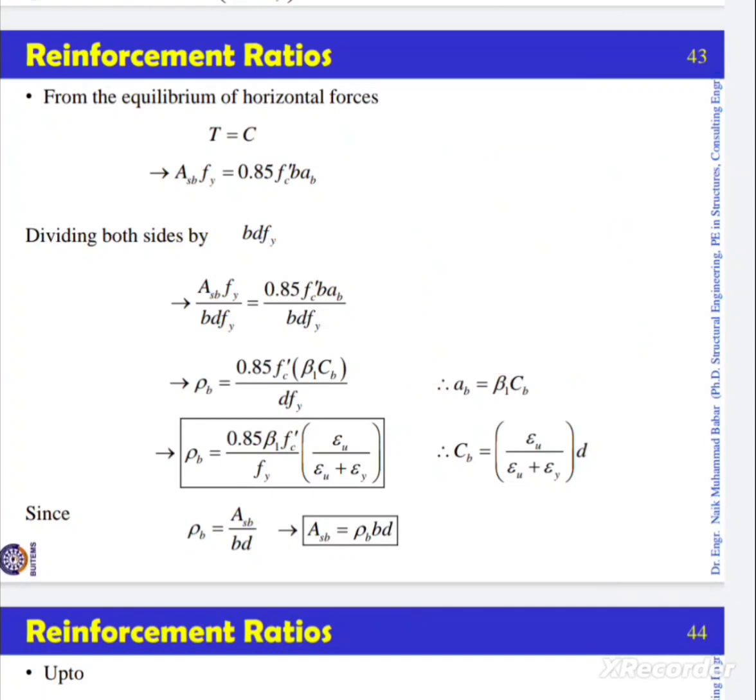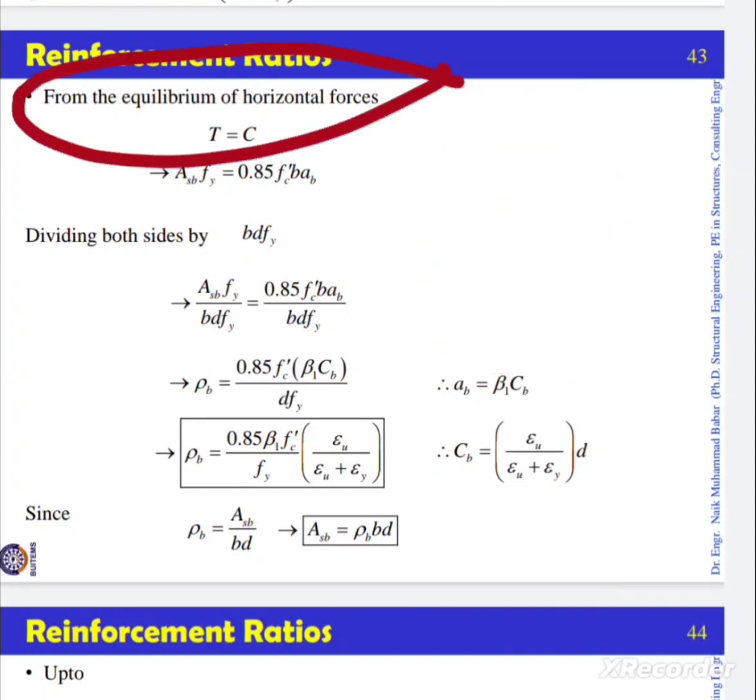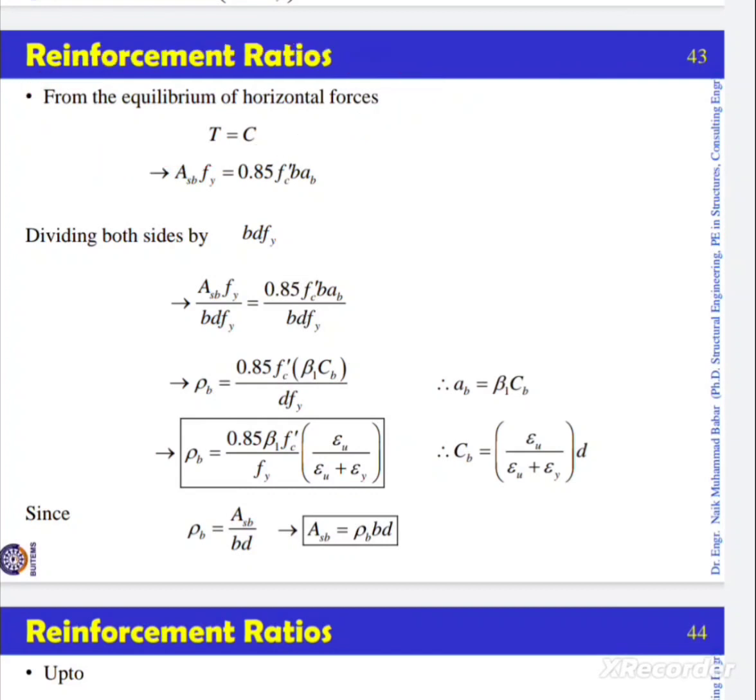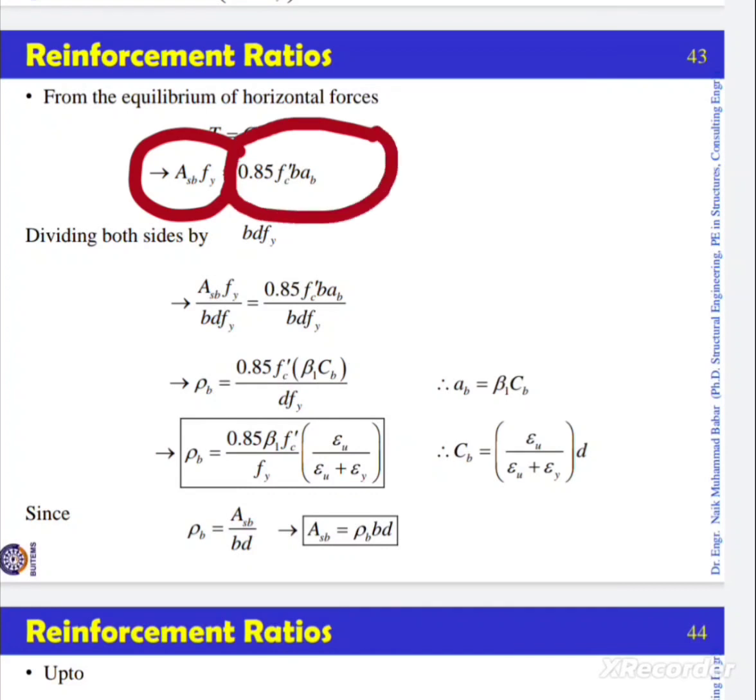So if both forces are in equilibrium, both forces will be equal, or the summation of both forces will be equal to 0. So the tensile force will be equal to the compressive force. The tensile force is equal to AsFy, as we saw a few minutes before, and the compressive force of concrete is 0.85 f'c ab, since Whitney tells this. So both are equal. I want to find the reinforcement ratio for the balanced condition.